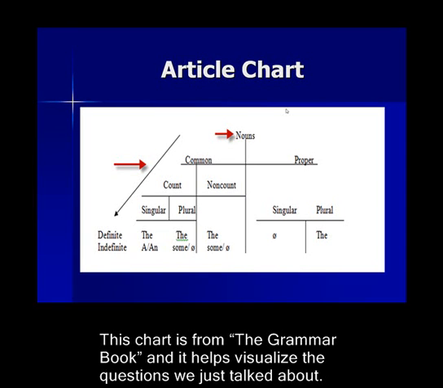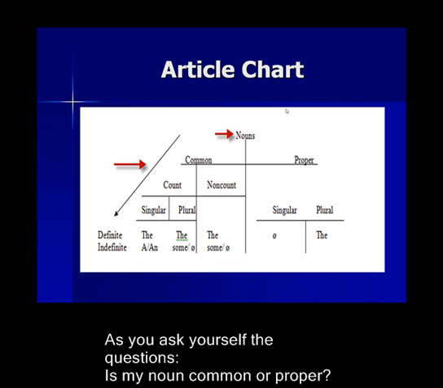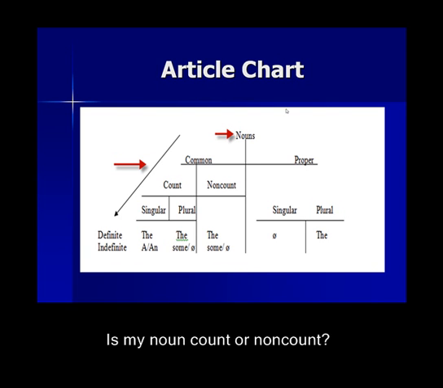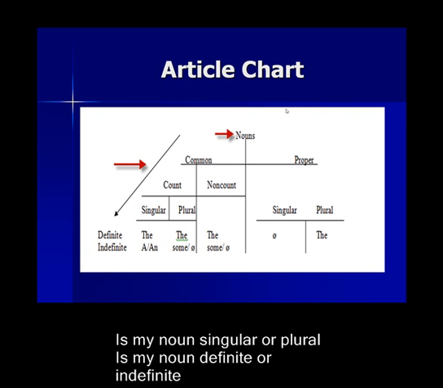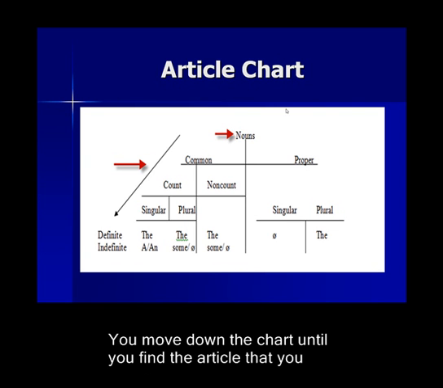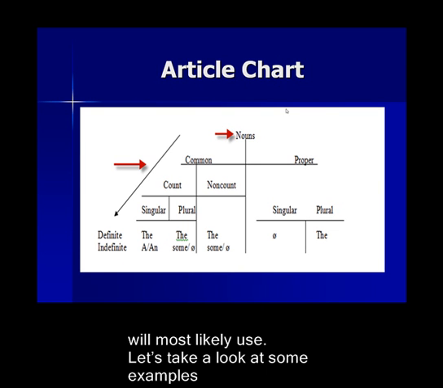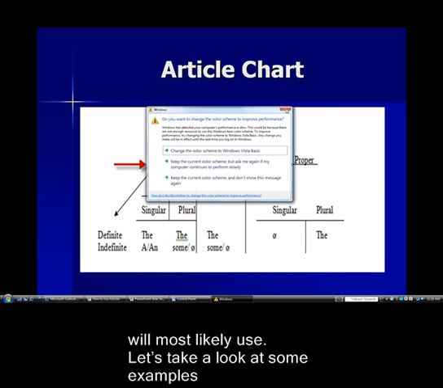This chart is from the grammar book, and it helps visualize the questions we just talked about. As you ask yourself the questions, is my noun common or proper? Is my noun count or non-count? Is my noun singular or plural? Is my noun definite or indefinite? You move down the chart until you find the article that you will most likely use. Let's take a look at some examples.